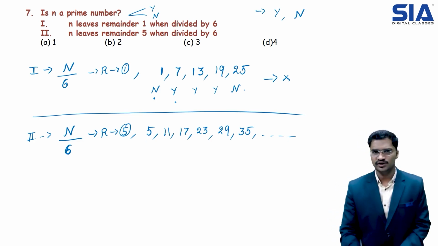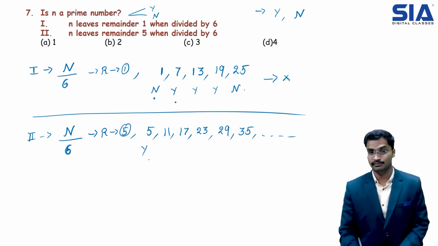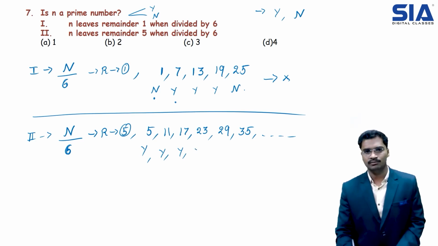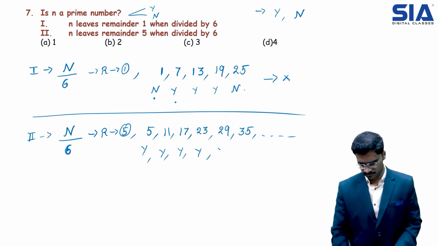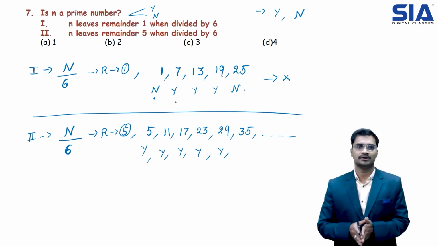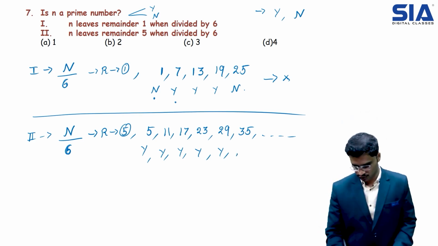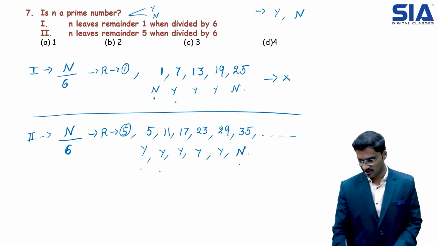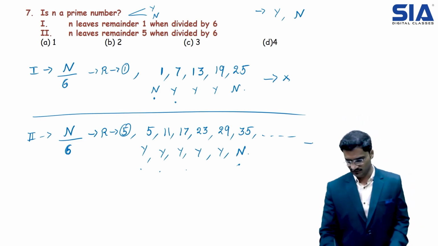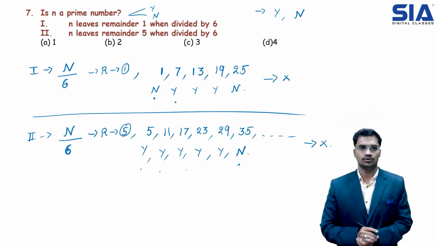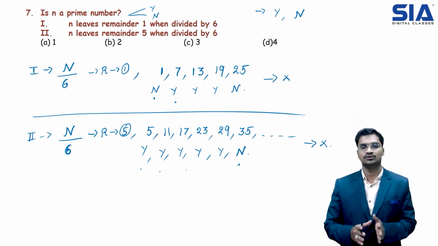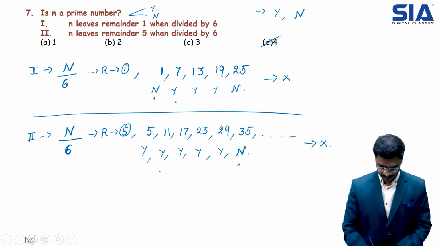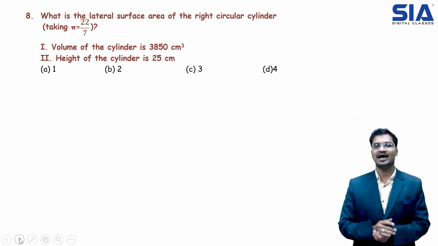Now, is 5 a prime number? Yes, it is a prime number. Is 11 a prime number? Yes. 17? Yes. 23? Yes. 29? Yes. And is 35 a prime number? No, it is not a prime number. So here also we are getting yes, yes, yes, and then we are getting no. So the data here itself is not sufficient to answer the question. Both of these statements are insufficient to answer our question. So our answer is option D.